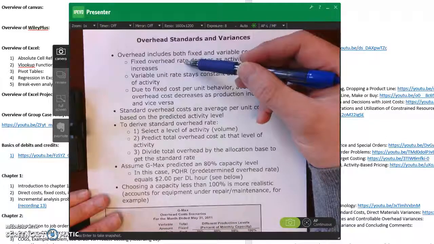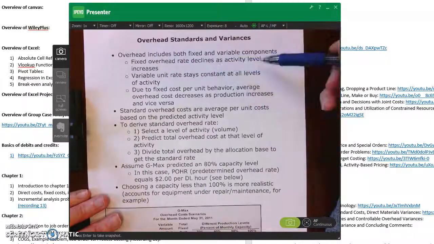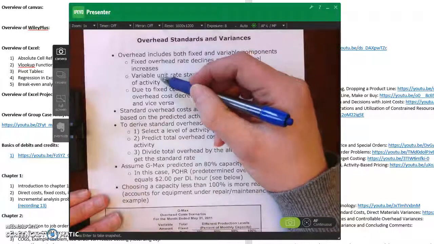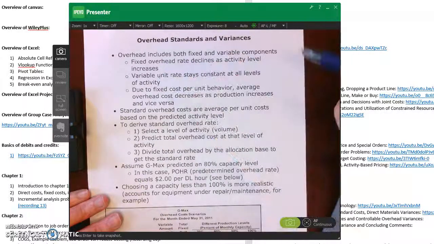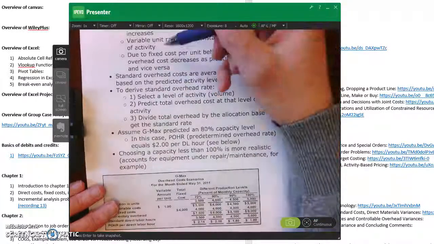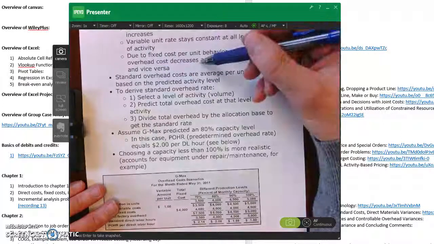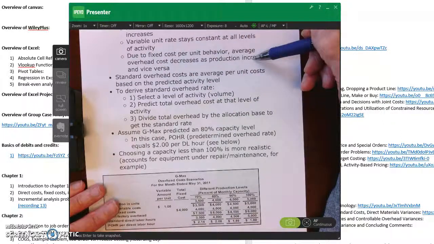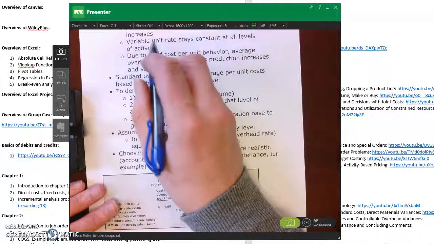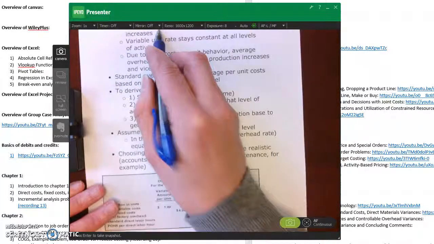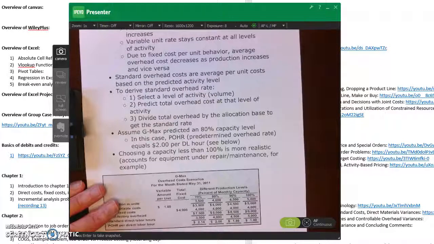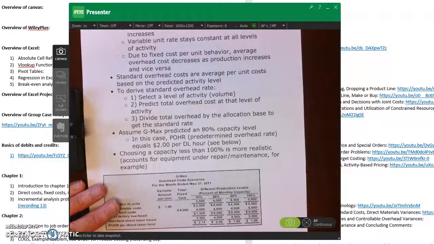Remember that as we have fixed overhead, the rate will decline for fixed overhead or any fixed cost as the activity level increases. On variable, though, that's going to stay constant, okay? Due to the fixed cost unit behavior, our average overhead cost is going to decrease as we increase production. So basically that's because the fixed costs decrease as activity level increases, so the overall cost per unit will decrease as the activity level increases.